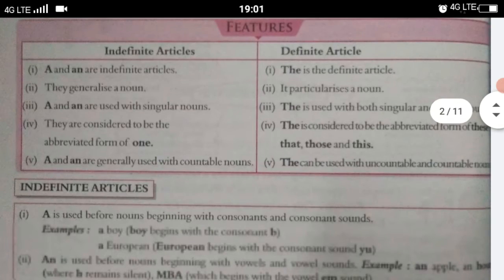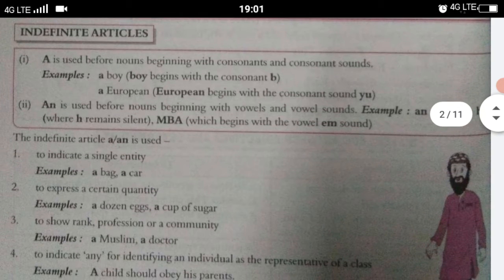Now, let us see indefinite articles. Indefinite articles like a and an are used. First of all, let us see the use of a. A is used before nouns which begin with consonant sounds. Always remember consonant sounds. For example, a boy, a European. An is used before nouns beginning with vowel sounds. For example, an apple, an hour, an MBA.